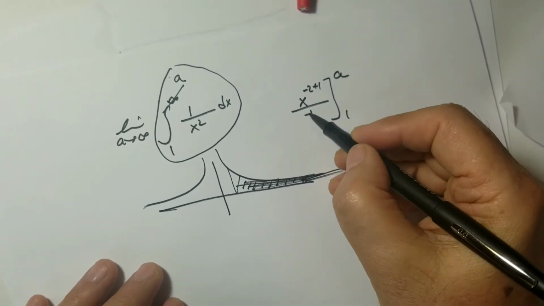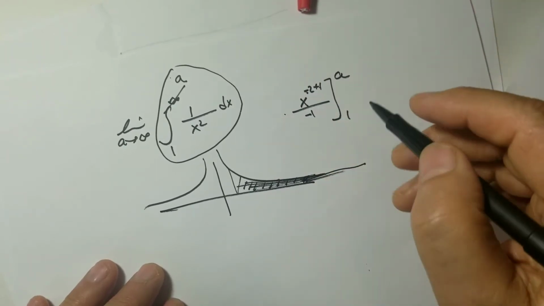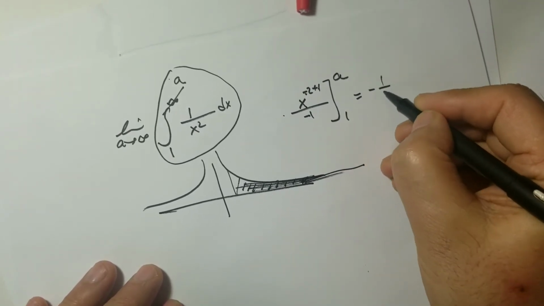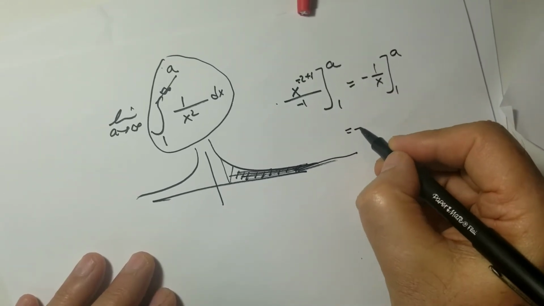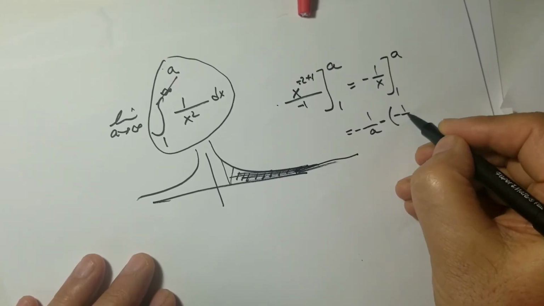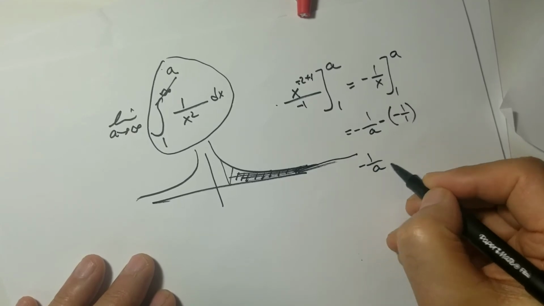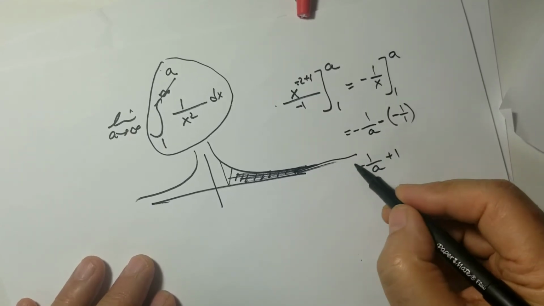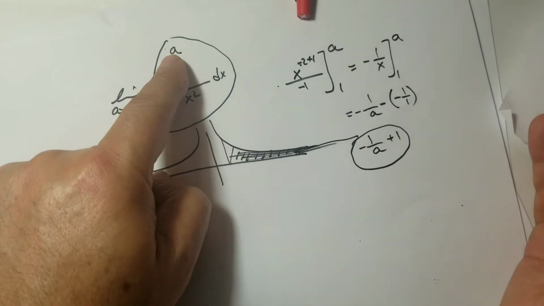I can write the negative here, and negative 2 plus 1 is negative 1. Negative 1 comes on the bottom. That becomes negative 1 over x from 1 to a. Then the answer is negative 1 over a minus negative 1 over 1. And the answer is negative 1 over a plus 1. This is the area under the curve, but I don't know what that a is.